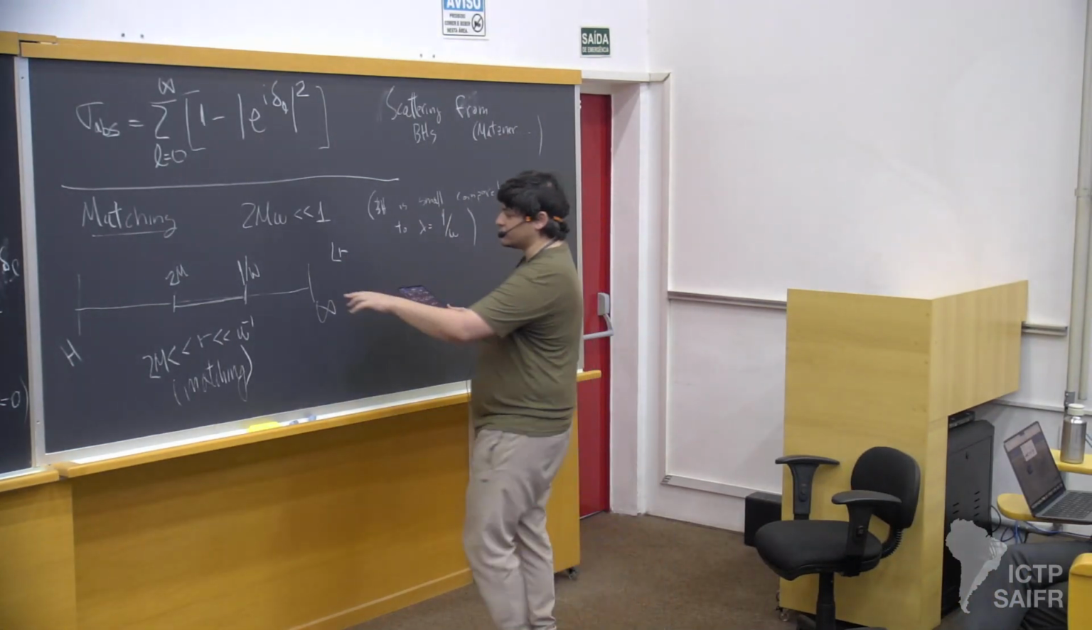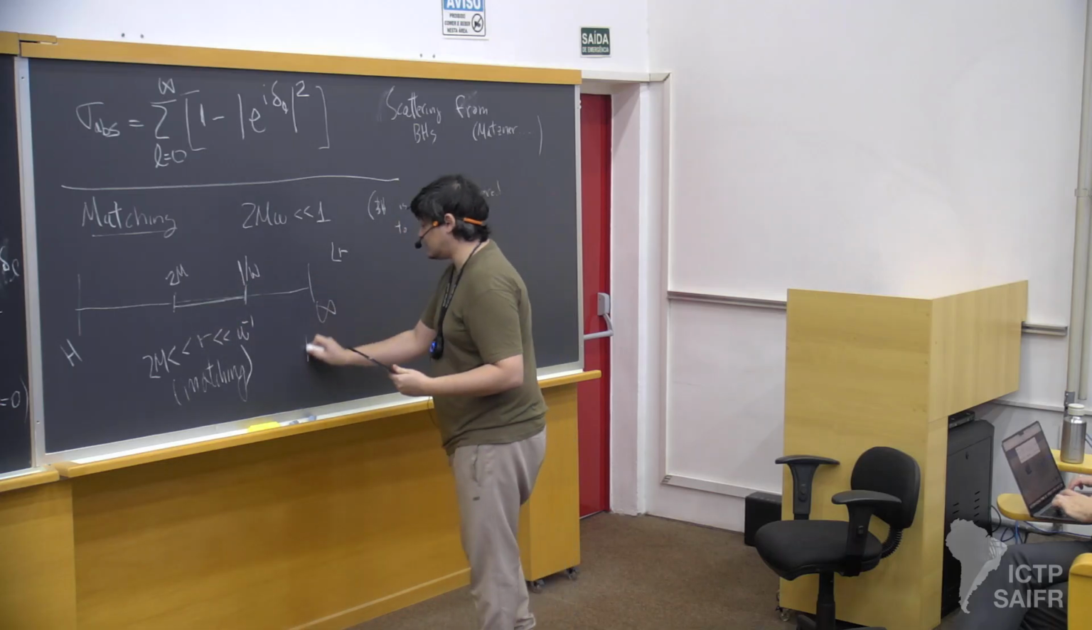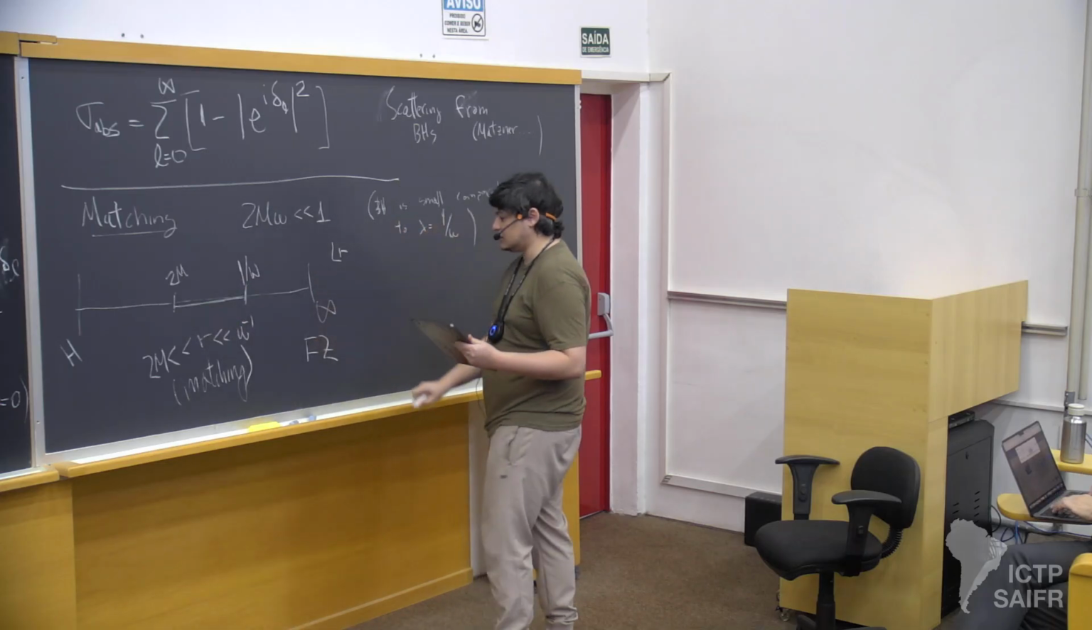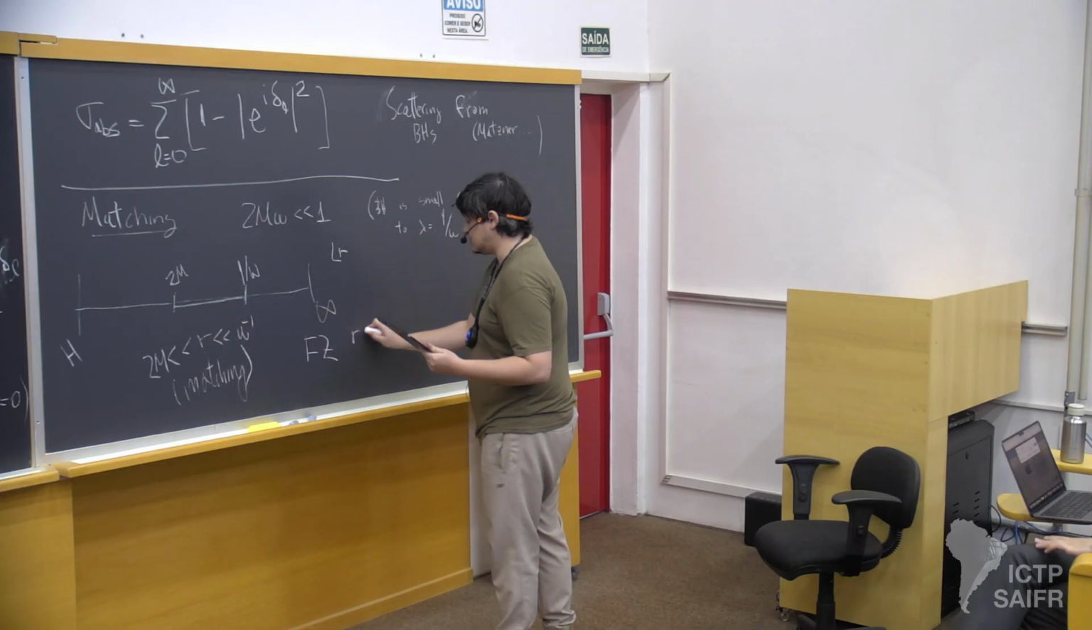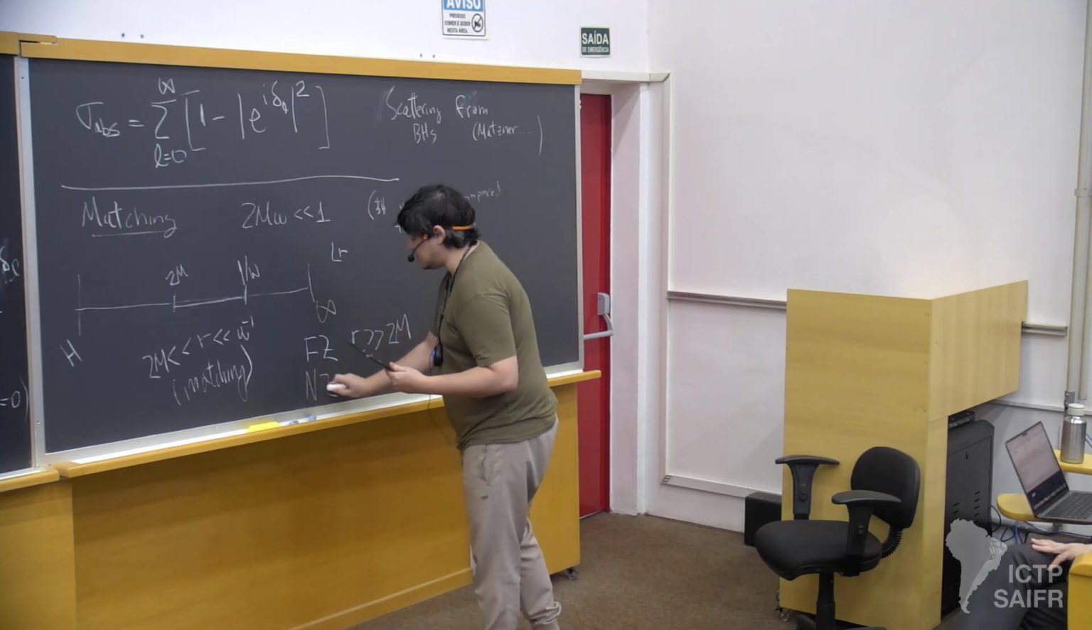What we will do is solve the equation in the far zone. Just to make it very explicit, the far zone is going to be R large, and the near zone is going to be R small.